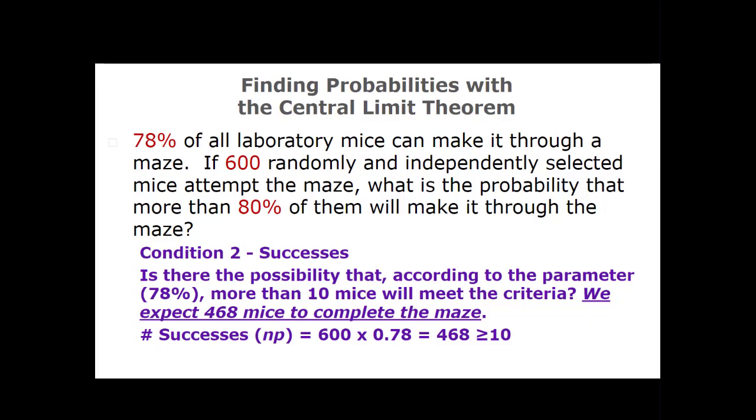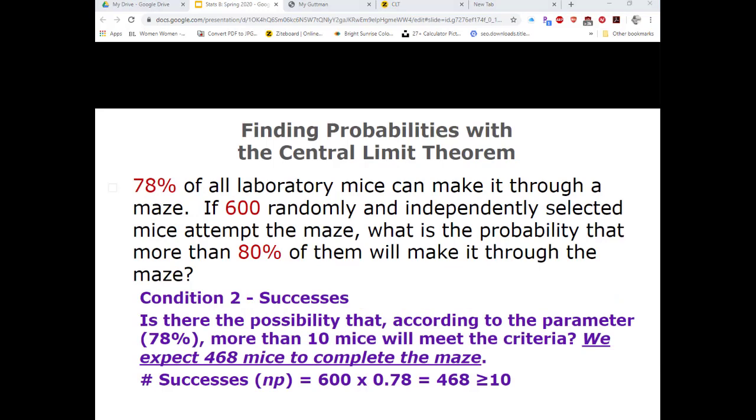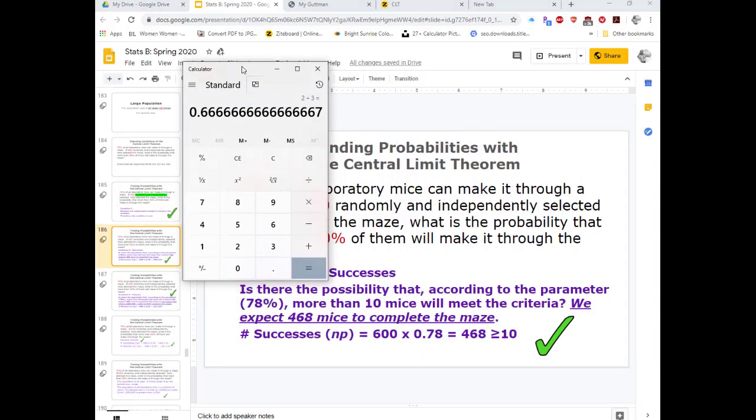So if we took our calculator, and I'm going to go ahead and just drag it over here real quick so you can look at what I'm doing. If we take the 600 mice and we multiply it by the parameter that we're given, 78%, we expect that 468 mice will meet the criteria. Since 468 is greater than 10, we meet the criteria.